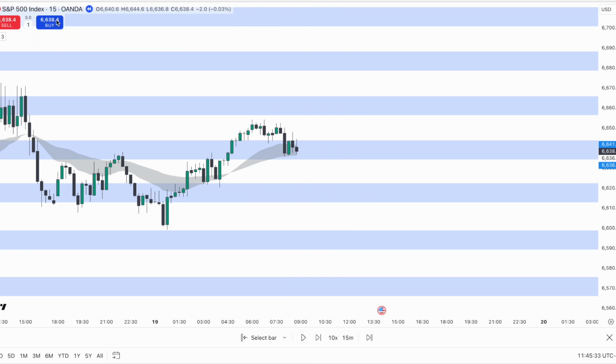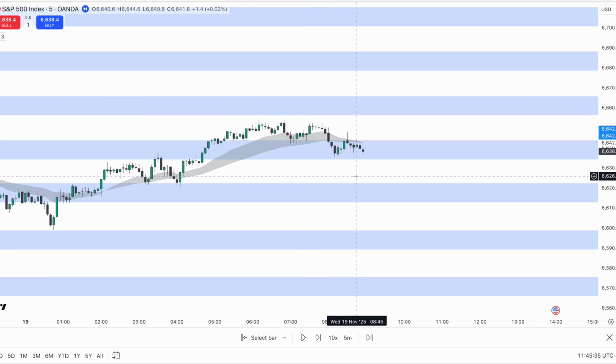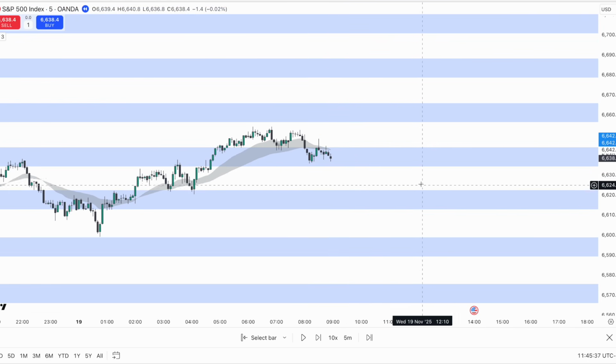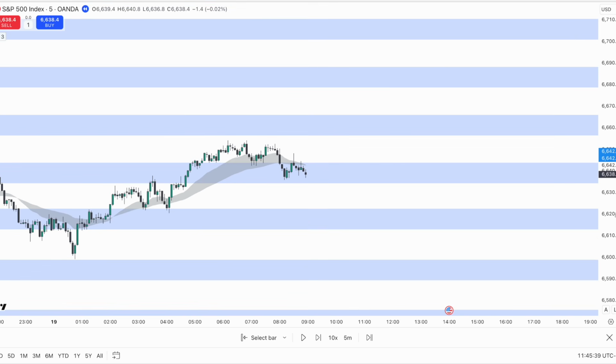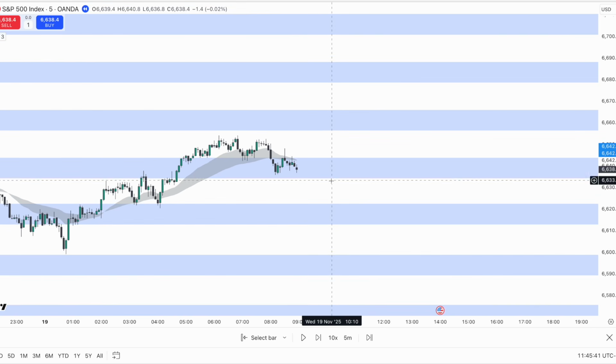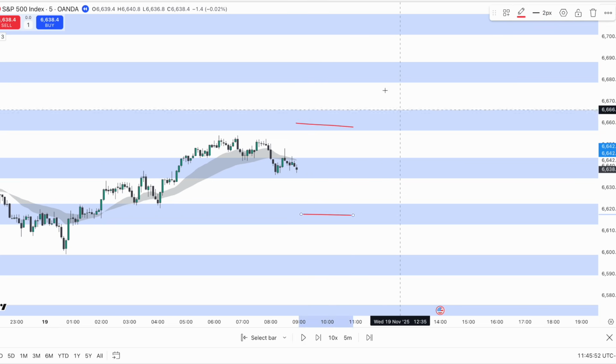Now let's go down to our execution time frame. Our execution time frame tells us the same thing. We're right in the middle of a range with no clear direction. We don't have a bias now to either side. The higher time frame is lightly bearish, and the lower time frame has no direction at all. So we set our alerts at both the upper and lower level and wait.